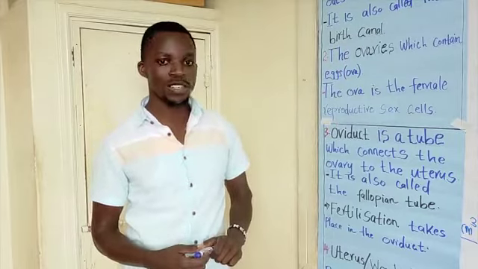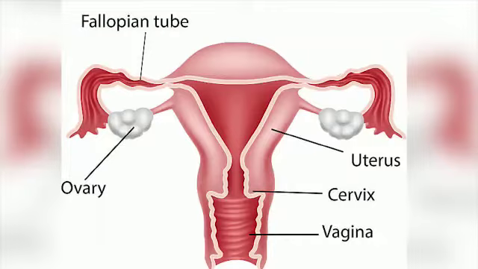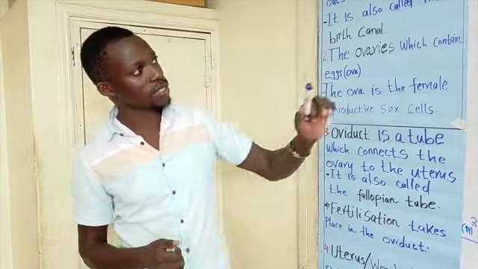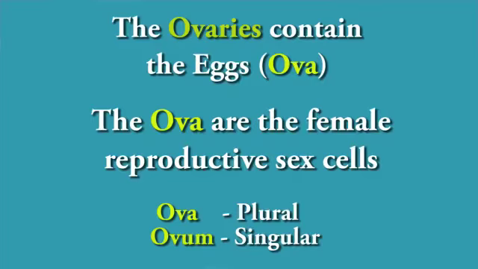Another part that I want us to look at this morning is the ovaries. I'm calling them the ovaries because there are two, one on the right side and another one on the left. It is important for you to understand that the ovary produces the egg. The egg is called the ova in plural, but if it is singular, it is the ovum. The ova are the eggs.